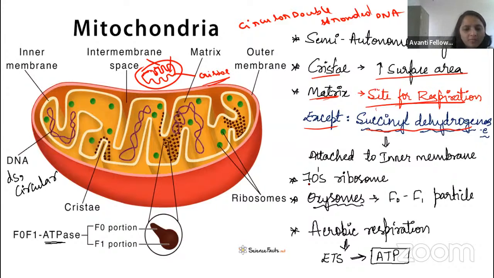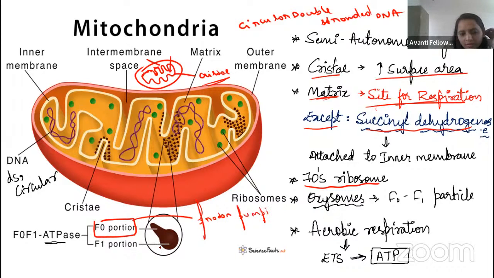Okay. So now let us come to the ribosome. It has a ribosome, right? Which type of ribosome does it have? It has the 70S ribosome. Okay, guys. It also has the ATP synthase, which has two parts. One is the F0 portion, which helps in proton pumping, right? The F1 portion helps in ATP synthesis. Okay, guys.